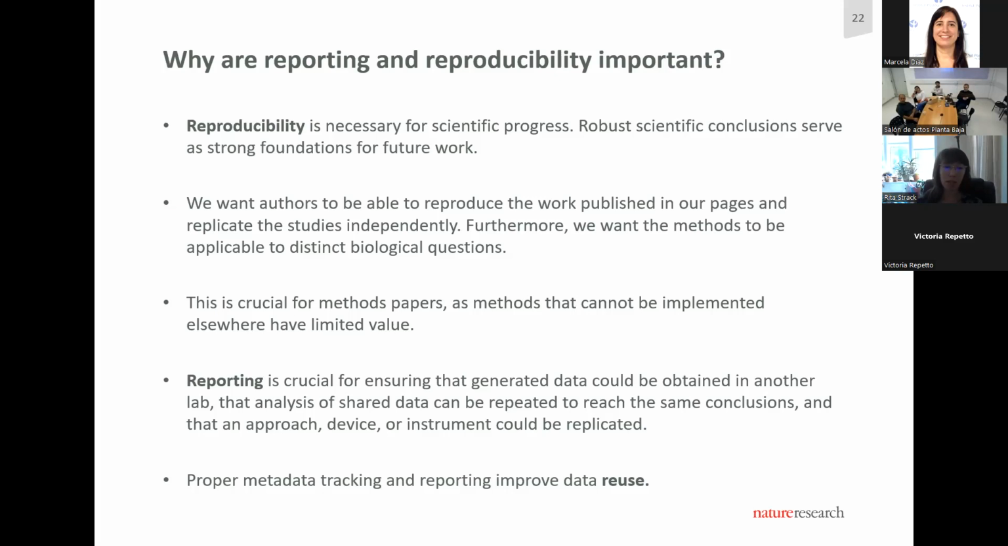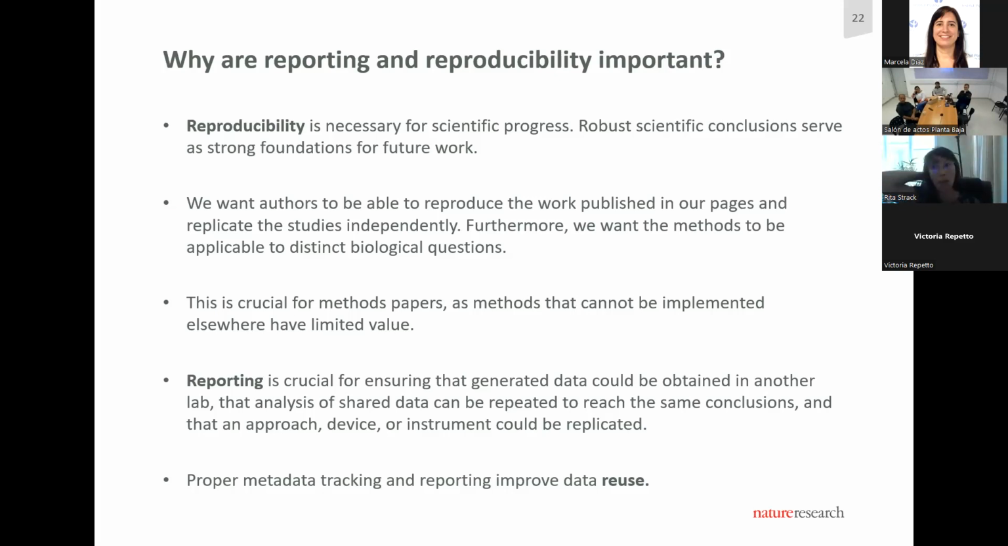And this is just so crucial, especially for methods papers, because we've seen time and time again that methods that can't be implemented elsewhere basically have limited value. They might have an initial splash and then just become invisible. It's really these reproducible methods that take off and become impactful and become useful across biology. So this is very important to us, to screen for these to the ability that we can using peer review.